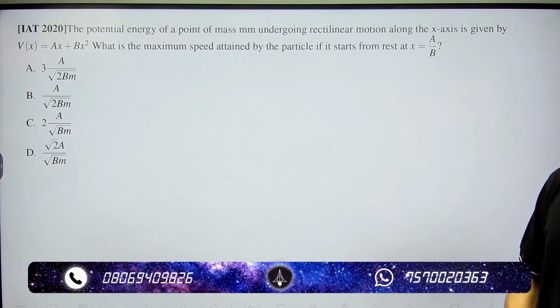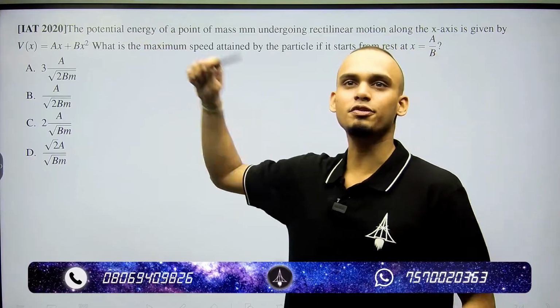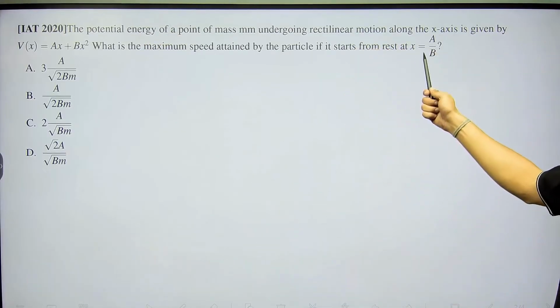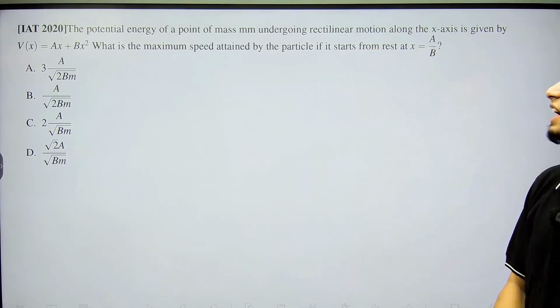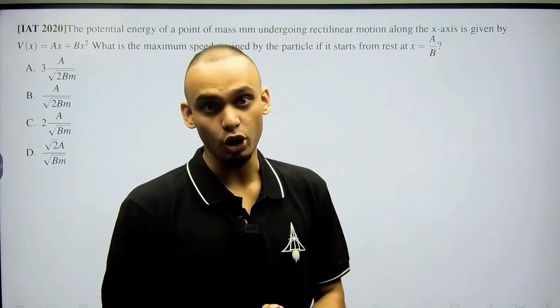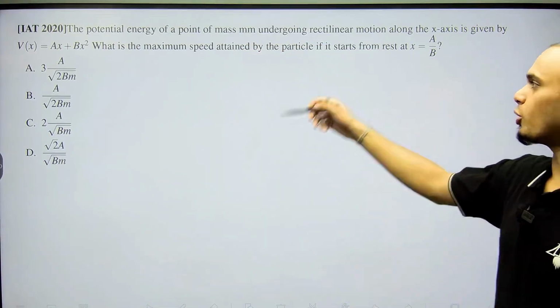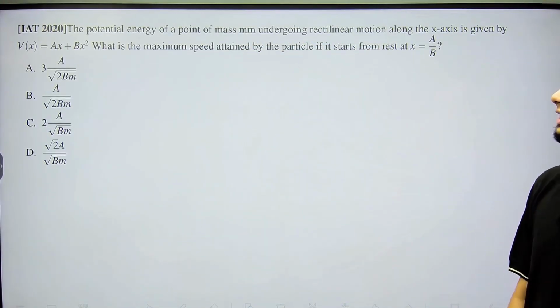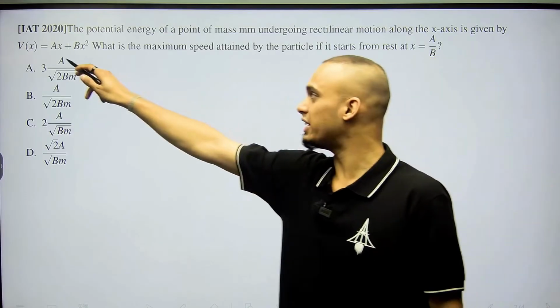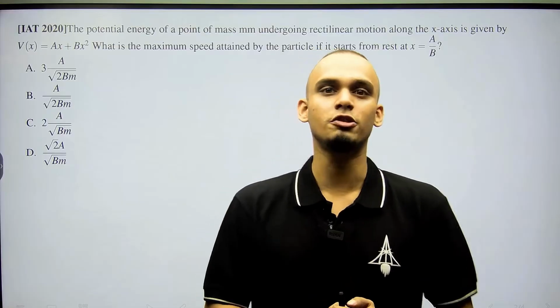This question says that the potential energy of a point mass is given by this function. If it starts from rest at this point, then we need to find the maximum speed that it will attain during the entirety of its motion. Now from the initial position of the object, we can substitute this x into the equation for its potential energy to get the initial value of its potential energy.